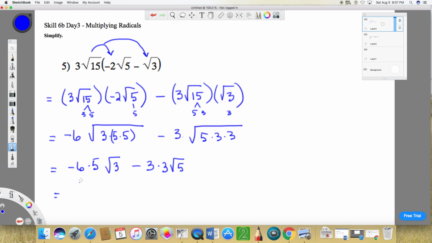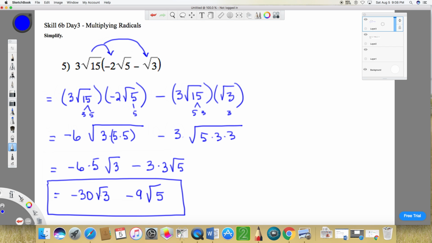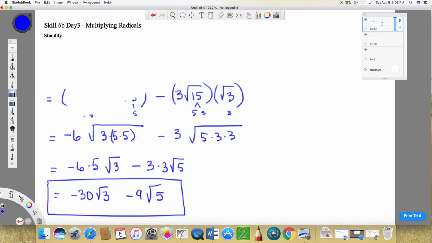And the square root of 9 is 3. So I have multiplication here, so this gives me negative 30 times the square root of 3. And this is minus 9 times the square root of 5. And the 3 and 5, these are unlike terms, so I can't combine them. And this is my final answer. Let's take a look at number 6.